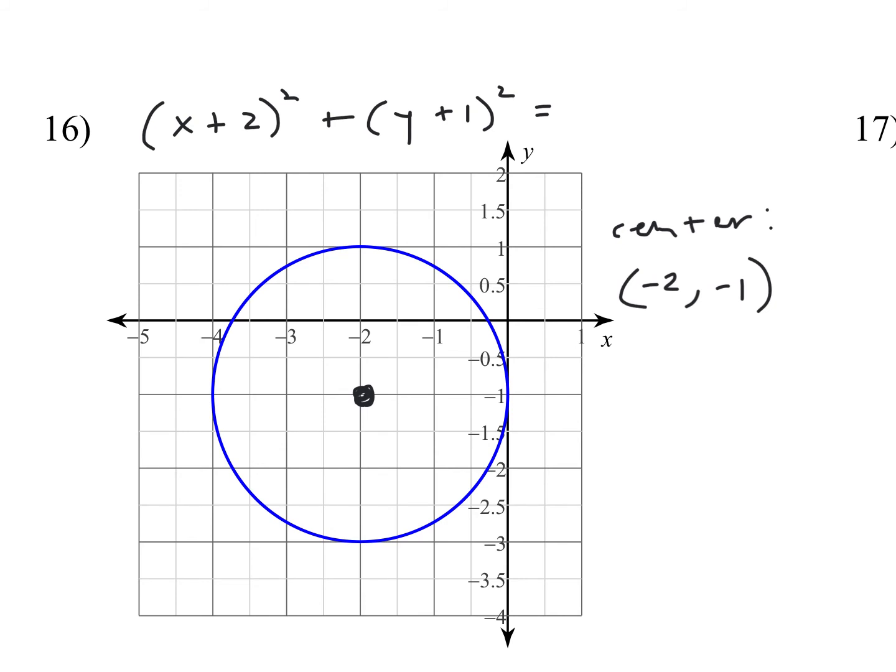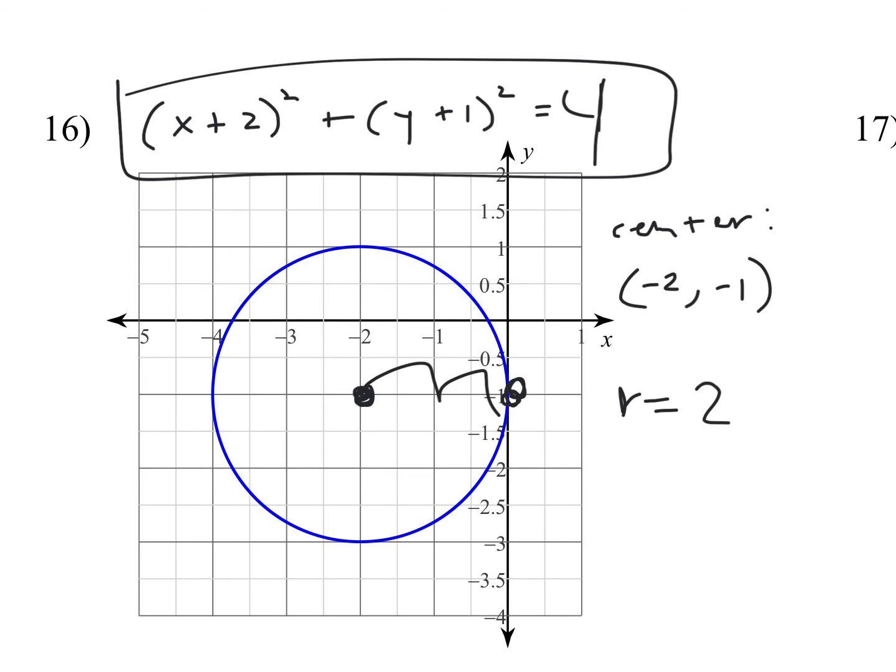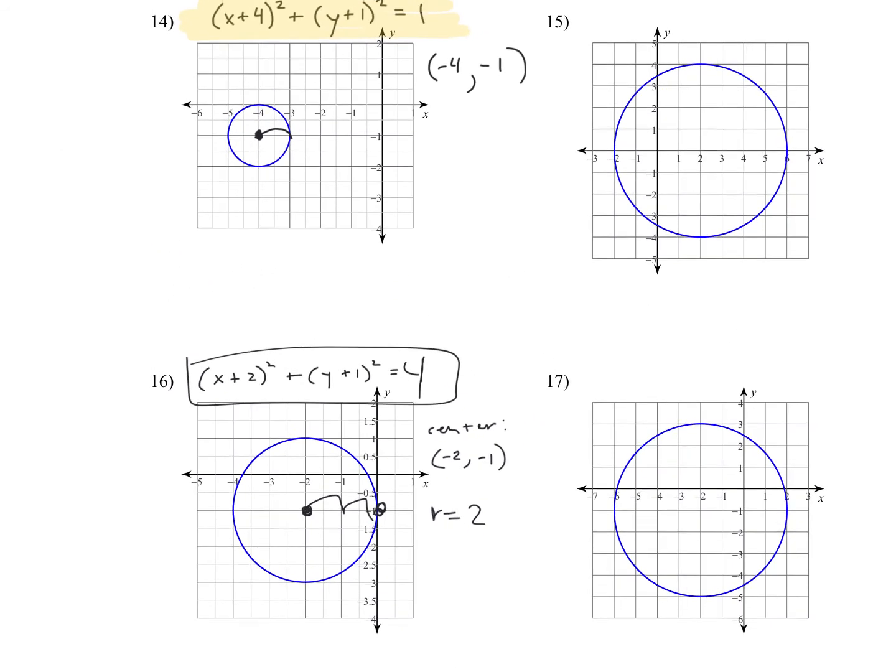What's our radius here? How many spaces from the center to the edge of the circle? 2. We have 1, 2. So our radius is 2. What's our radius squared? 4. So remember, in your equation, it's always the radius squared. So that would be 4 here. Any questions on these types?